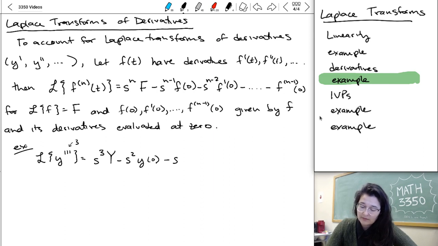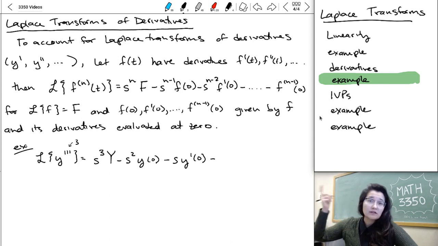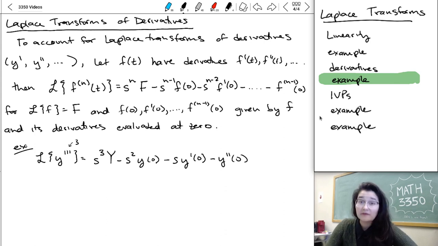Then I move down powers of s, I go to minus s. I've already used y of 0, so I have to go up to y prime of 0. And then I subtract, going down more powers, but since I'm at s to the power 1, there's no more s left. S to the power 0 is 1, it disappears. And so I just have y double prime of 0 by itself.